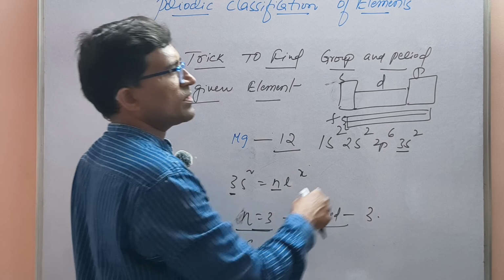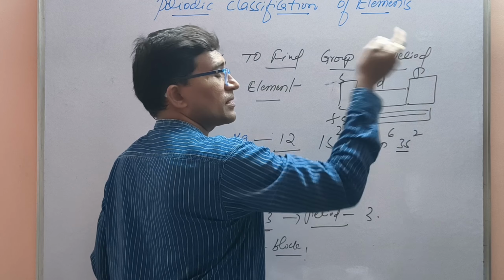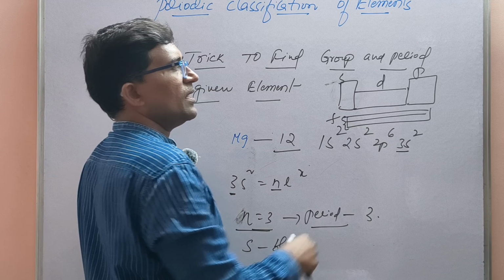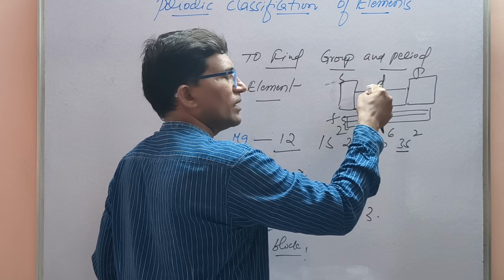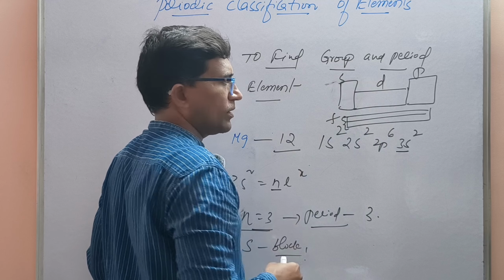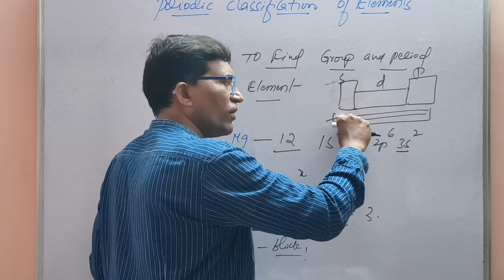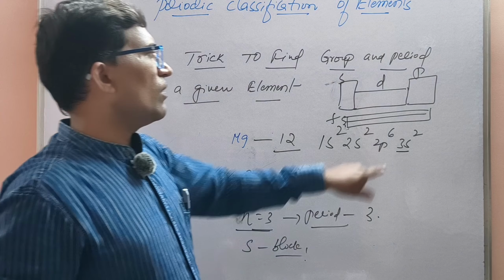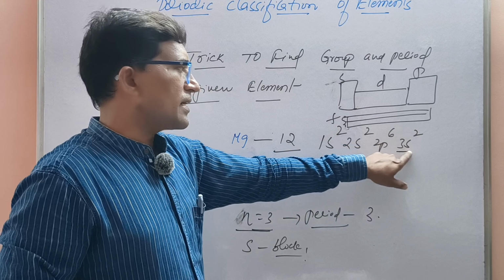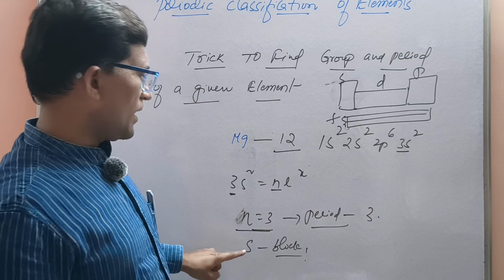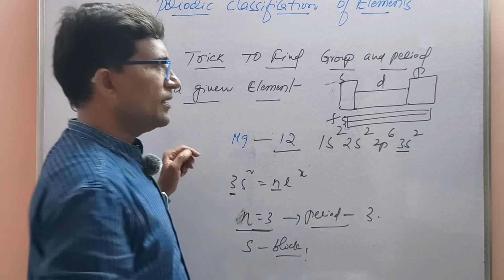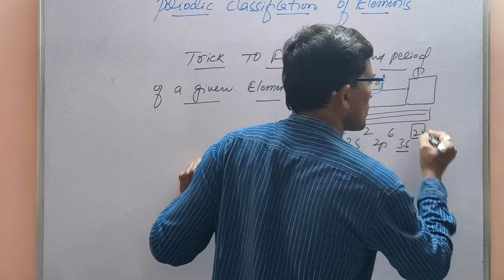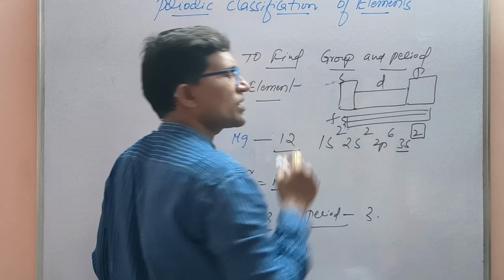If the last electrons are in the p orbital, the element comes under the p block. If the last electrons are in the d orbital, the element comes under the d block. If the last electrons are in the f orbital, the element comes under the f block. So here we have 2 electrons in the s orbital. Hence, the element comes under the s block. And we need to think about how many electrons there are. Only 2 electrons are there.